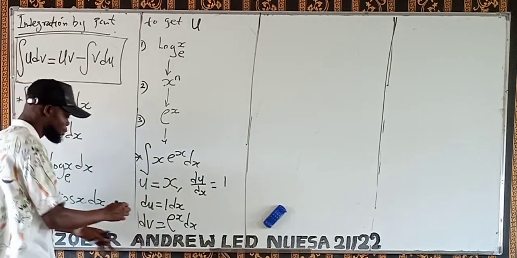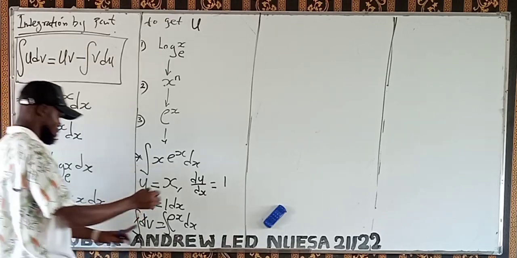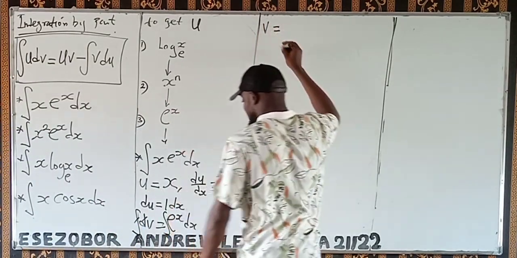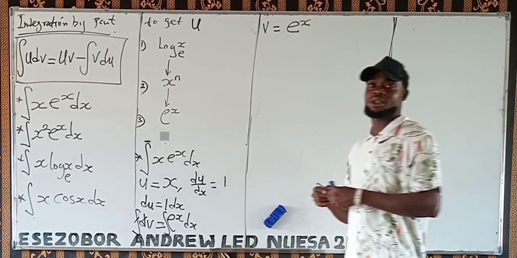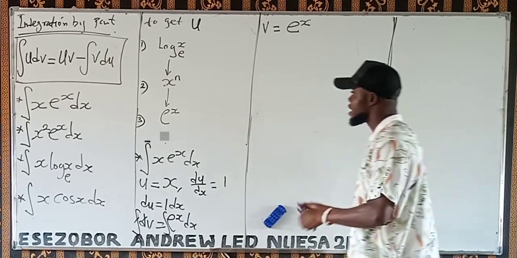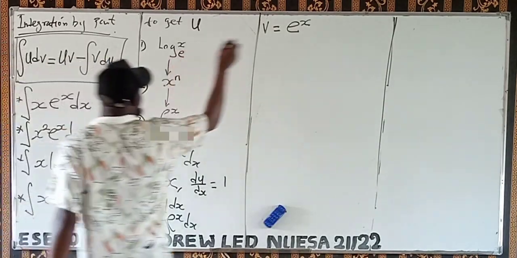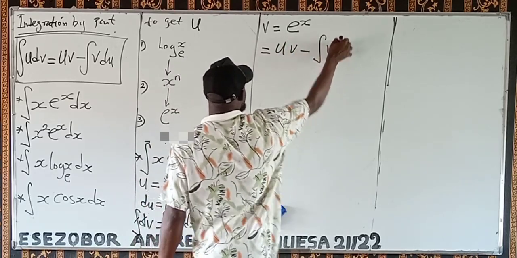Now to get v, you integrate this side, you also integrate this side. This will cancel this, only v will be left there. So v will be equal to the integral of exponential x, it will remain as exponential x, it will not change. So next thing, go to this formula and input everything here. So we're going to have uv minus integral v du.